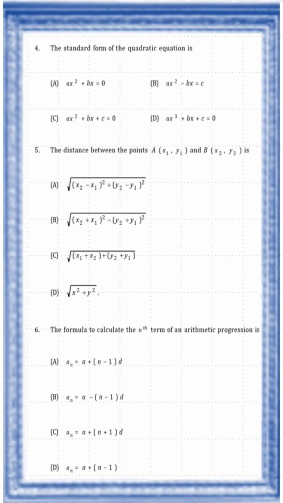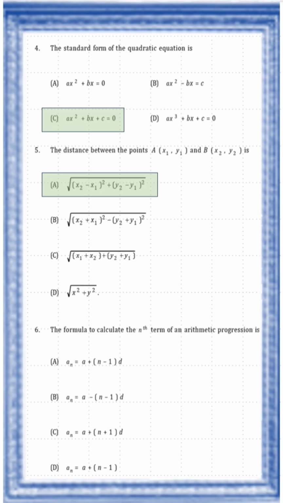Fourth question, the standard form of the quadratic equation is definitely ax square plus bx plus c is equal to 0. So option C is correct. The distance between the points (x1, y1) and (x2, y2) is option A, square root of (x2 minus x1) the whole square plus (y2 minus y1) the whole square. If you learn the formula properly, definitely you can answer this one. This question is very easy.